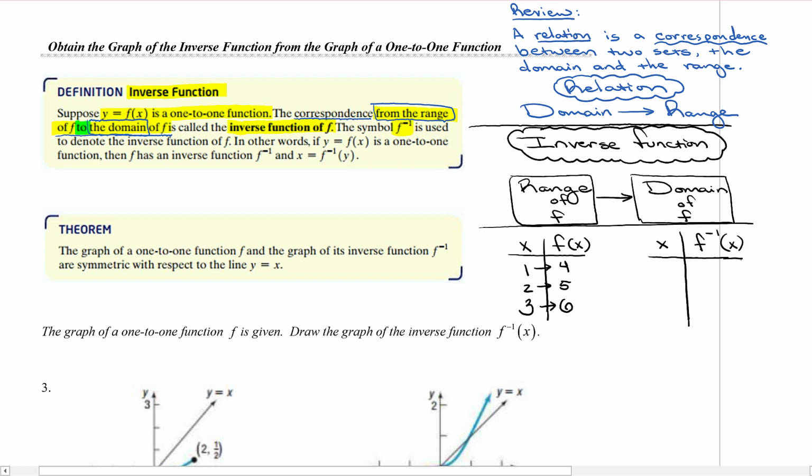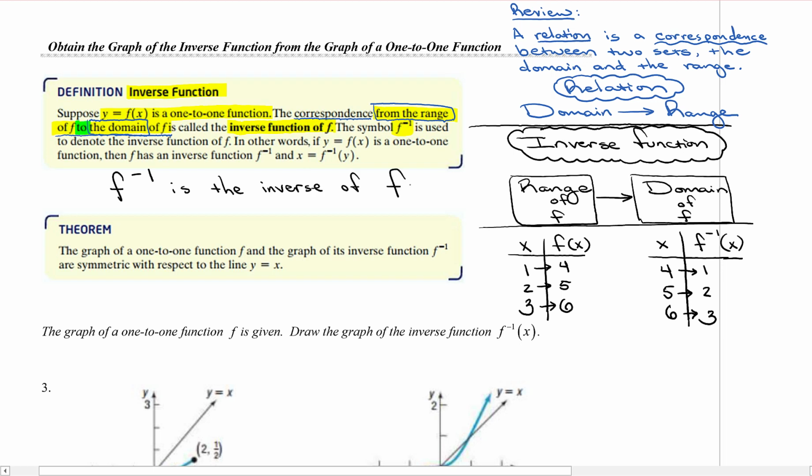So now everything that had the y values is going to go down the x column: 4, 5, 6. And f inverse of 4 is 1, f inverse of 5 is 2, f inverse of 6 is 3. Notice how the x and y values basically just got switched. That's what happens when you have an inverse function, okay? So that's the most basic, most important part to remember there. f inverse is the inverse of f.